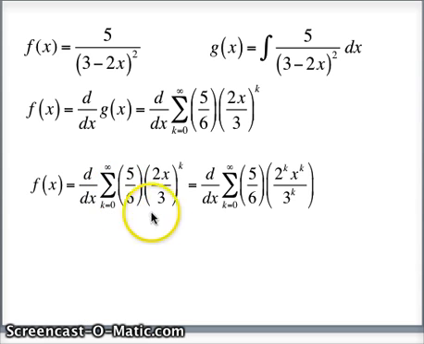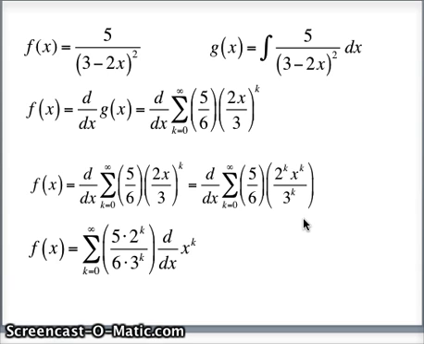the derivative of this. Now I'm simplifying the algebra first. (2x) to the k is 2 to the k times x to the k, divided by 3 to the k. So I guess I wanted to make that a little simpler first. And then I said the derivative of the sum is the sum of the derivatives. So I pulled this derivative operator past the sum operator.